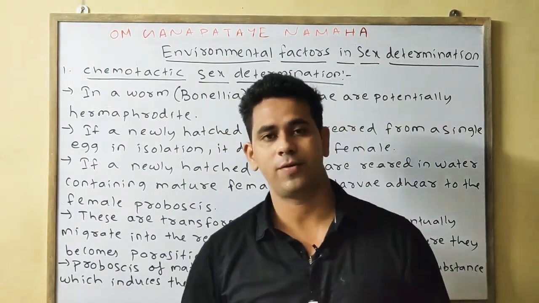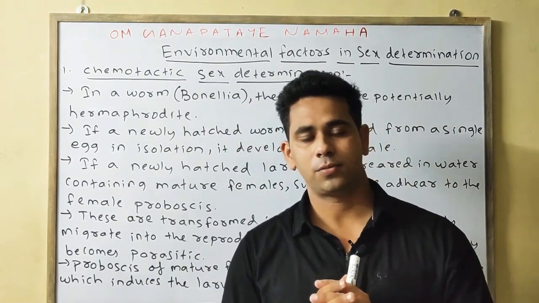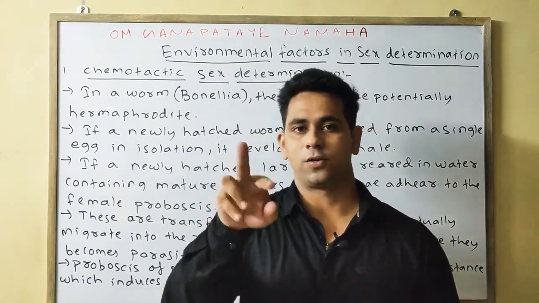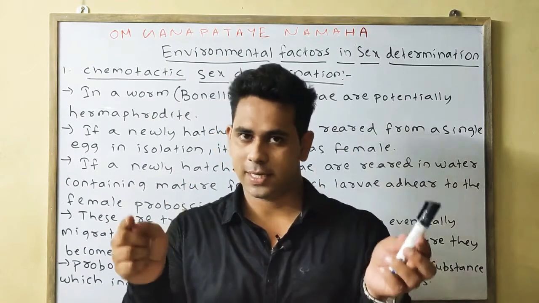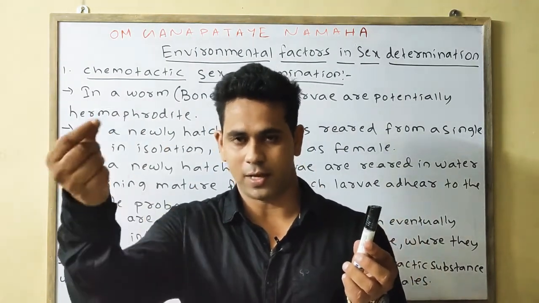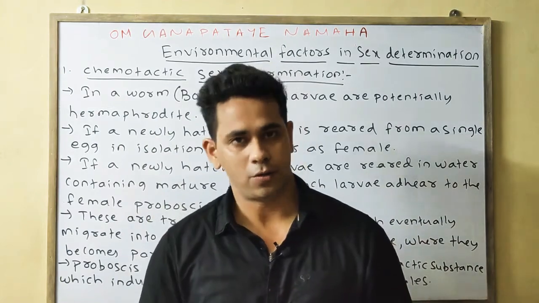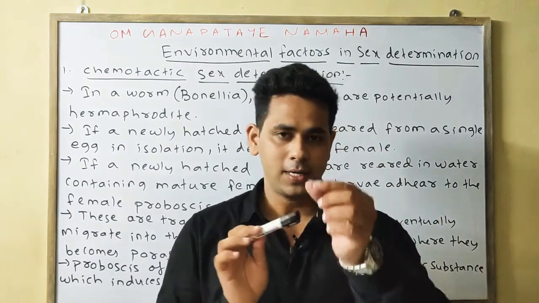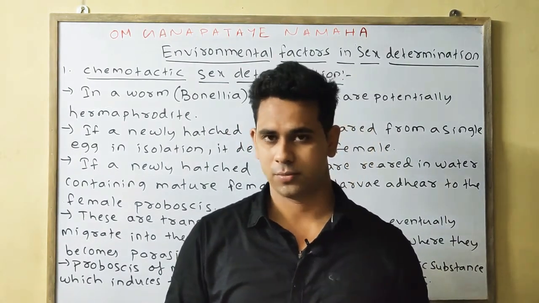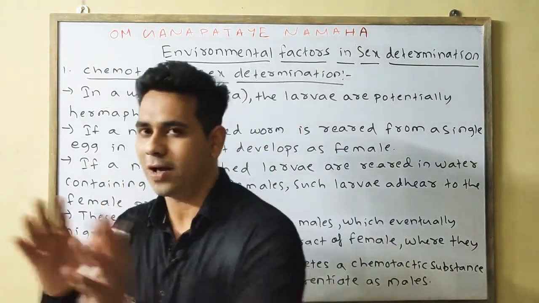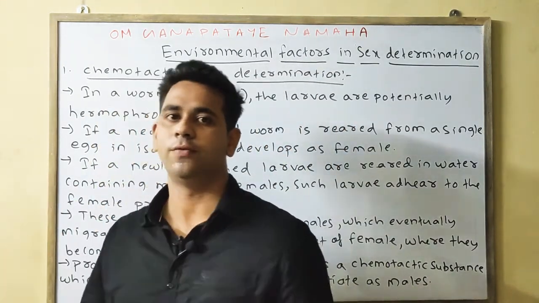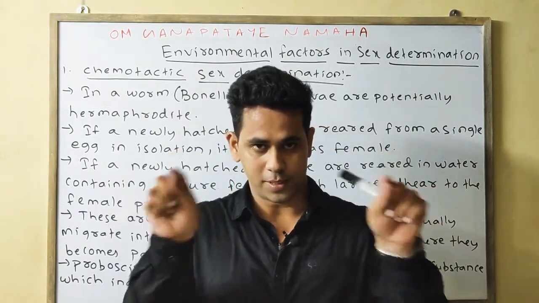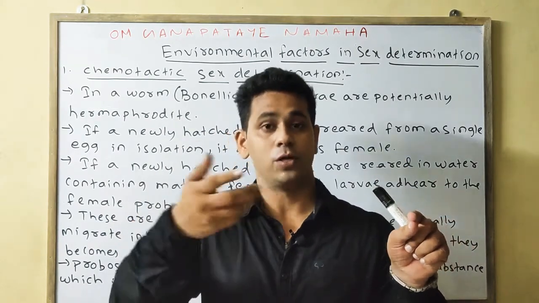It depends on the environmental, chemotactic substance, this particular chemical substance that is secreted, which determines the sex of Bonellia. If the larva is attached to the proboscis, it will develop into male, which will eventually pass through the reproductive tract and reach the uterus. But if the larva develops far from the mature female, in isolation, it will lead to a female larva. The larva present on the proboscis will develop into male.